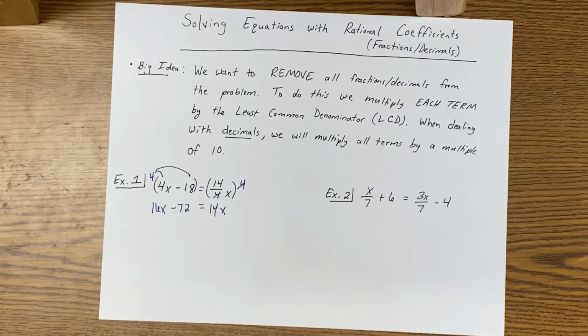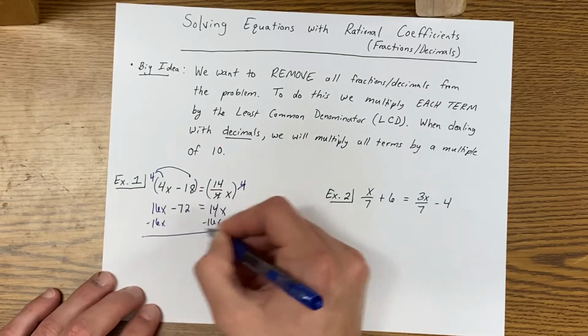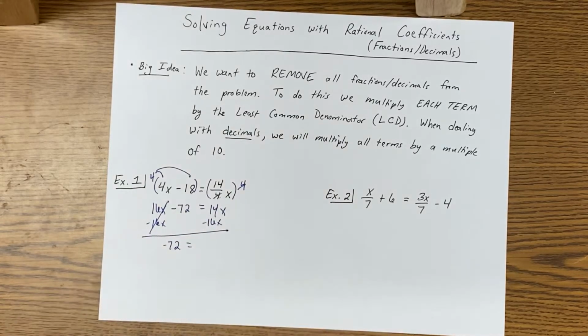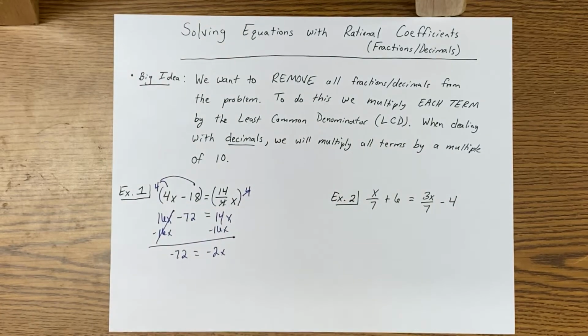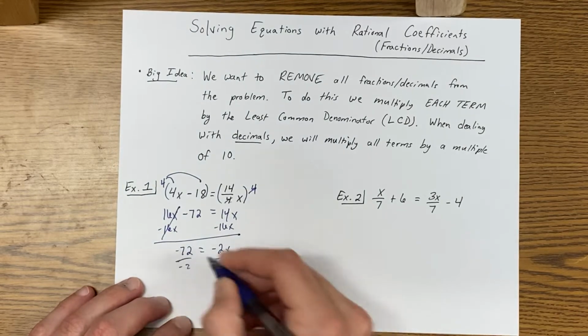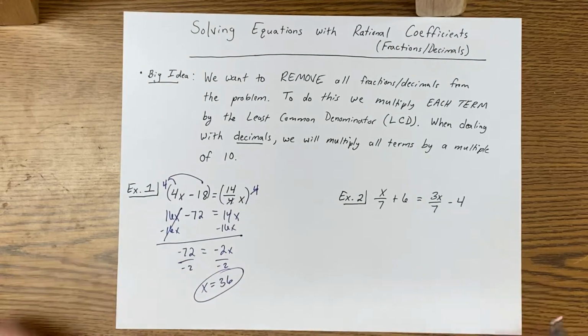Now I solve my equation. Subtract 16x from both sides. So I get negative 72. 14x minus 16x is going to give me a negative 2x. And then I would divide both sides by negative 2. So I get x equals 36. Simple enough.